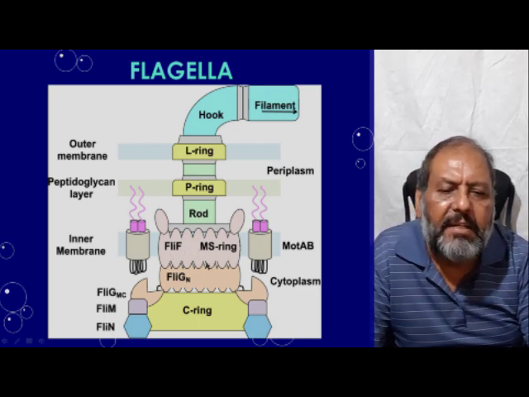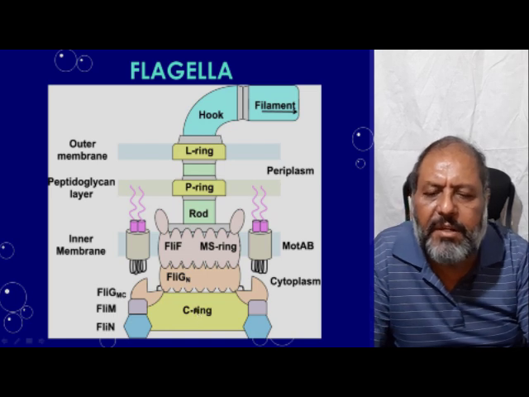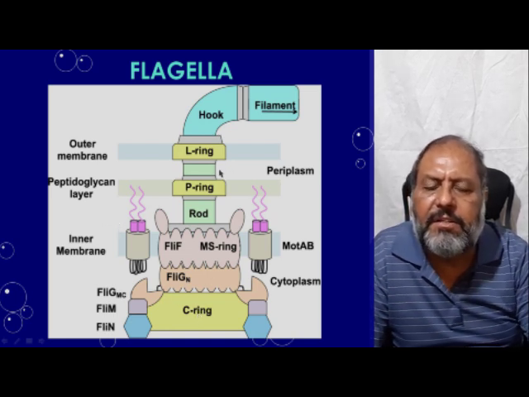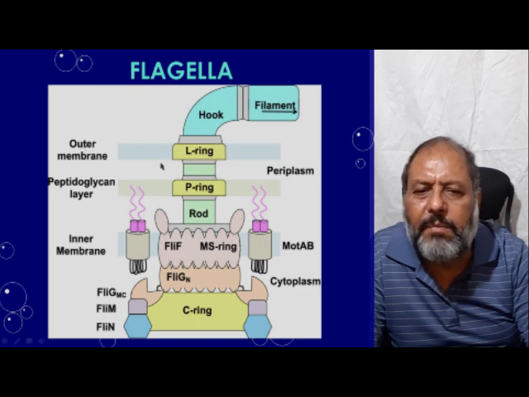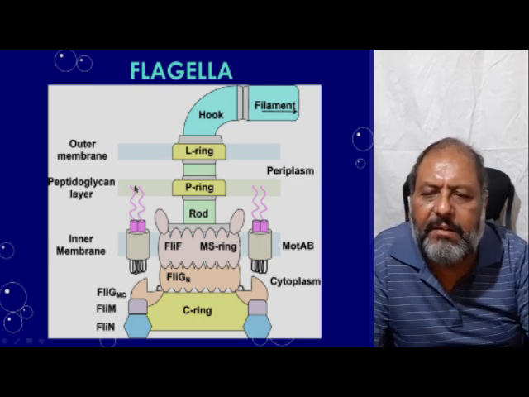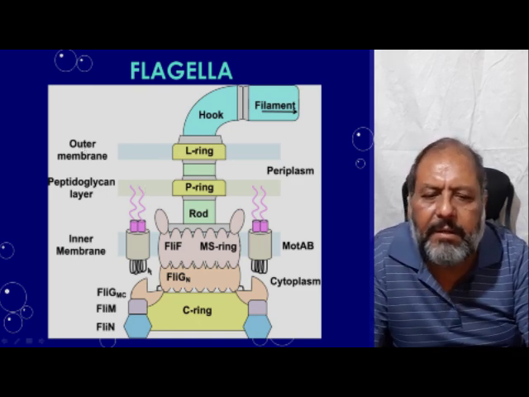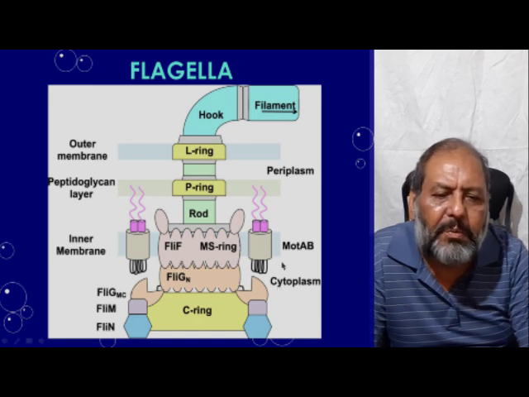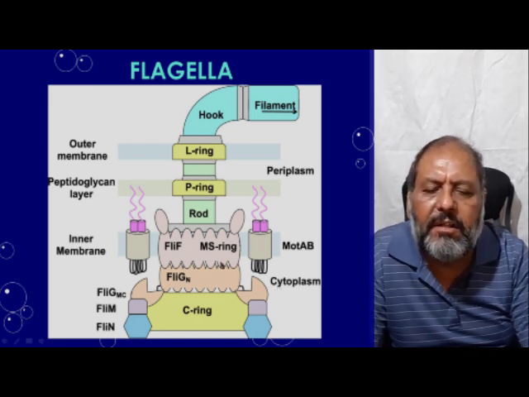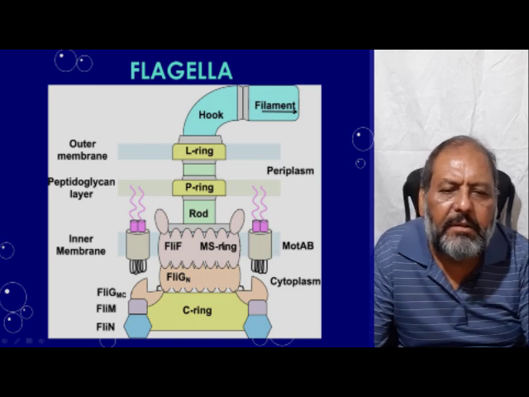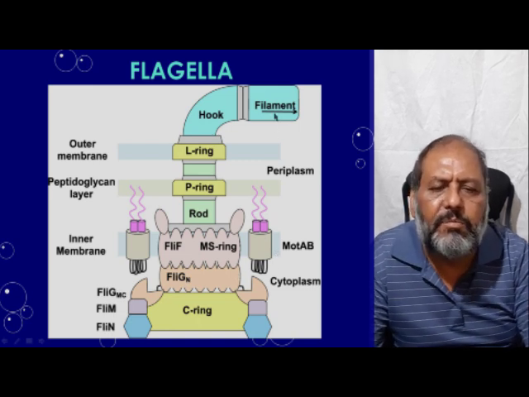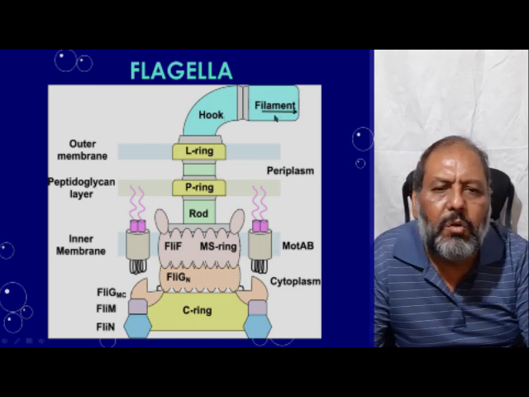Then there is the C ring, by which it is anchored and supported in the outer membrane, in the peptidoglycan layer, in the inner membrane, and inside the cytoplasm. This structure gives strength to the flagellar body, and the flagella move via the hook and filament.